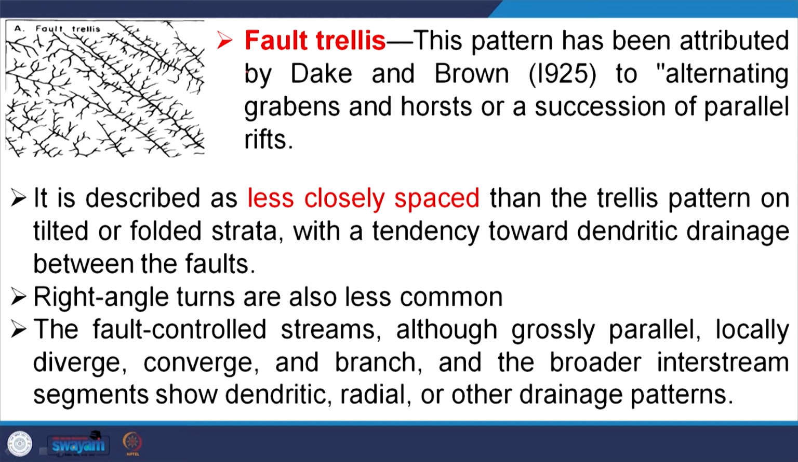So, here these streams are totally fault controlled. Once they are fault controlled and we have horst and graben, grossly they will show parallelism, but they locally diverge, converge and branch in broader interstream segments. So, dendritic patterns, radial patterns and other stream patterns. Within the interstream segments, they can show different types of stream patterns, but broadly they are parallel with each other. This parallelism depends upon the length of the fault, to what extent the fault is continuing. Okay.